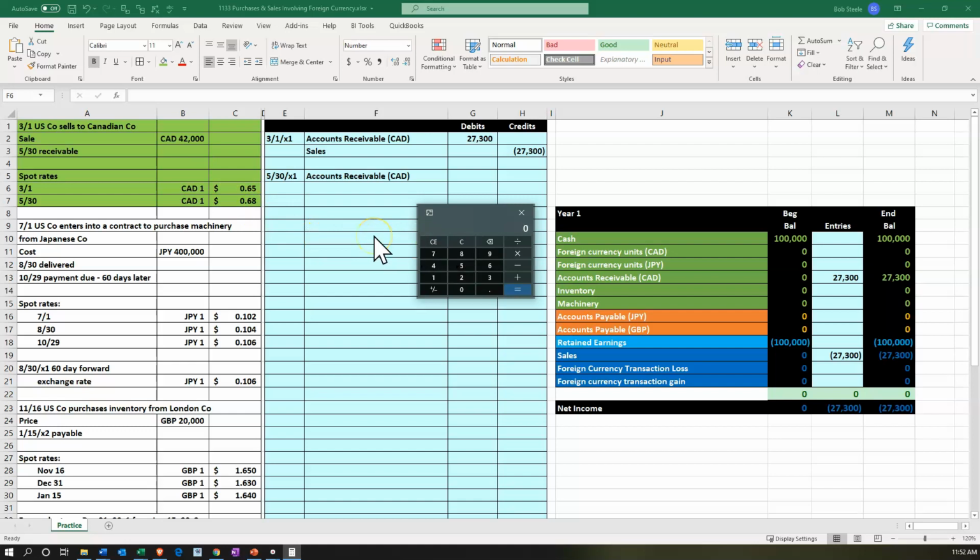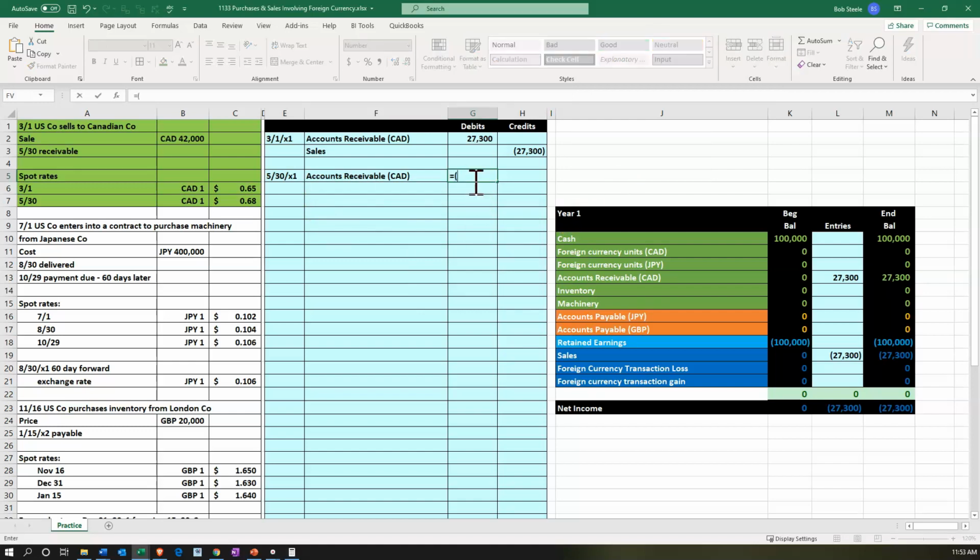1,260, which of course is the same as us saying 42,000 times the 0.68, which is the exchange rate now, minus the 27,300. That would give us our 1,260. So we'll do that with a formula here. The formula is going to be equals brackets, 0.68 minus 0.65, closing up the brackets, multiplying it times the 42,000 Canadian dollars. So now we've got a difference of that 1,260 debit and the credit.